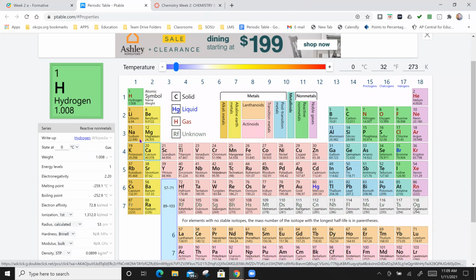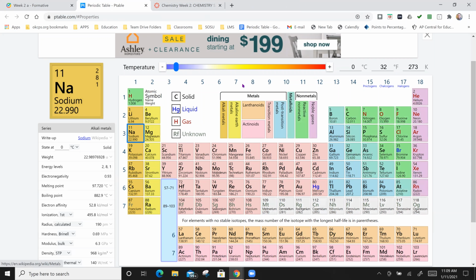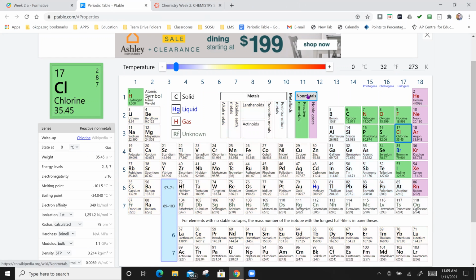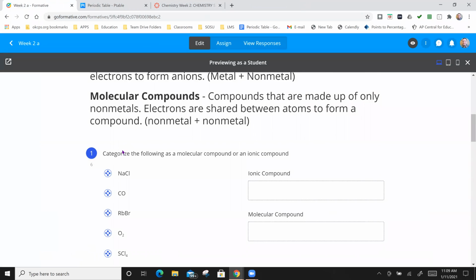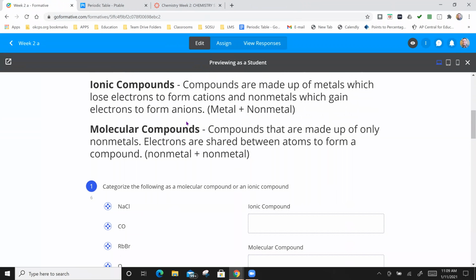If you go to sodium and you want to know if it's a metal or a nonmetal, you simply hover over these. If it's a metal and you hover over metal, it will be in the colored section. And if I want to know about chlorine, I click on chlorine, and then I can click over nonmetal, and chlorine is a nonmetal. So I can identify sodium chloride very easily as an ionic compound because it is made up of a metal and a nonmetal, and that is associated with an ionic compound. So I would simply move it over here.